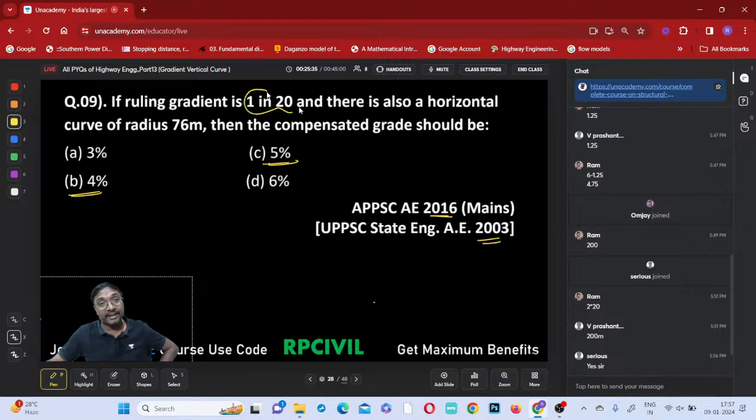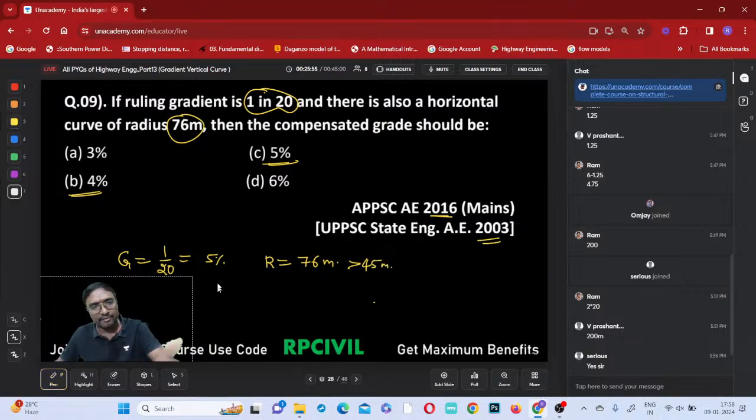A ruling gradient of 1 in 20. What is the original gradient you can say? That is 1 in 20. 1 in 20 in percentage will be 5%. And there is also a horizontal curve of 76 meter radius, R equal to 76 meters. Pankaj Verma also answered correctly. So it is greater than 45 meters.